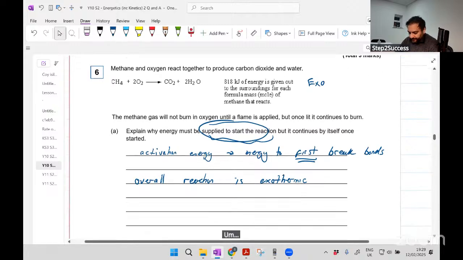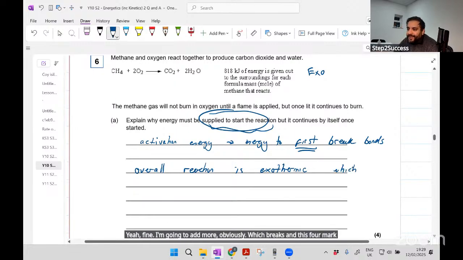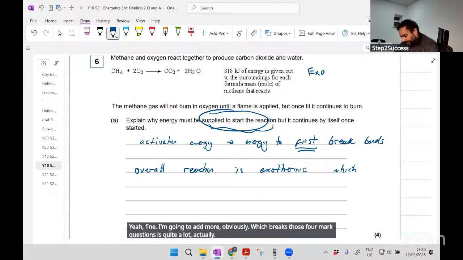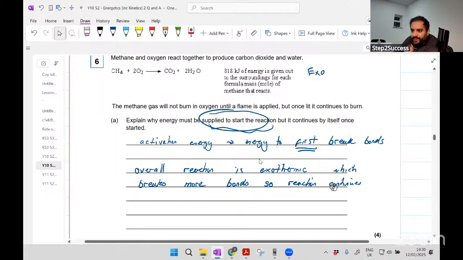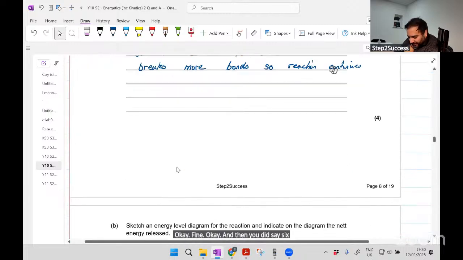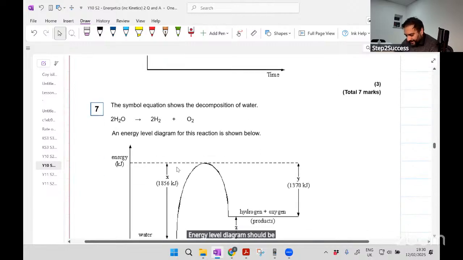Yeah, fine. Oh, I might add more actually. This is a 4 mark question, it's quite a lot actually. Which breaks more bonds so the reaction continues? Okay. Fine. Okay. And then you did say 6 and 7, so I'm going to see if I can go through all of this. Energy level diagram should be easy enough. It's an exothermic reaction, so it should be good.